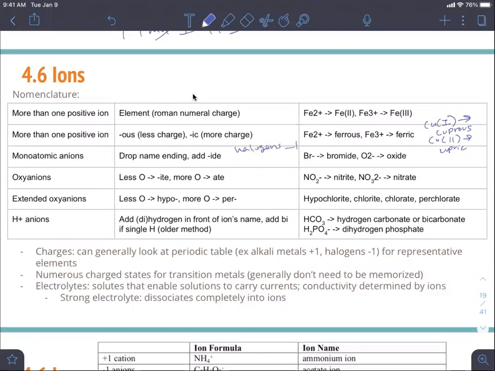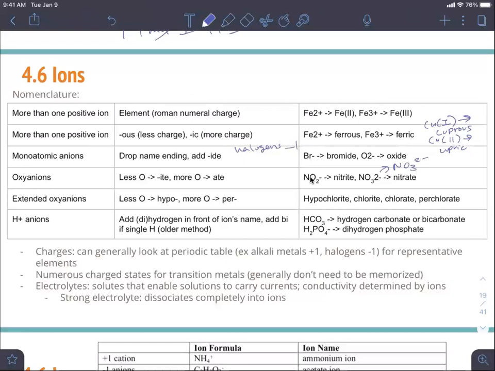The next one are the oxyanions, and these are polyatomic anions that include oxygen. So if there's less oxygen, it's "ite". If there's more oxygen, it's "ate". So we already had some problems involving nitrite and nitrate. So NO2 minus would be nitrite, and NO3 minus would be nitrate. And also these should be superscripts. I just got lazy here, but this should be NO3 minus.